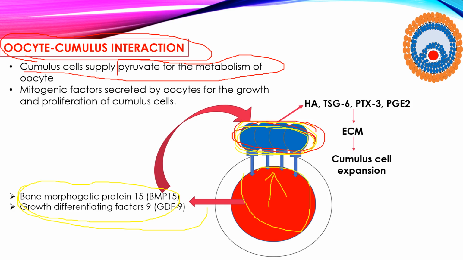I told you that the granulosa cell develops the LH receptor, but the cells which are very close to the oocyte are called cumulus cells. The oocyte releases mitogenic factors which prevent the development of the LH receptor over the cumulus cell. Therefore, the cumulus cells don't produce progesterone, but the granulosa cells close to the basement membrane produce progesterone, or they have the receptor for LH.